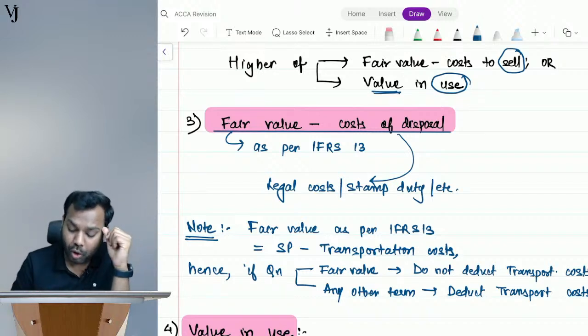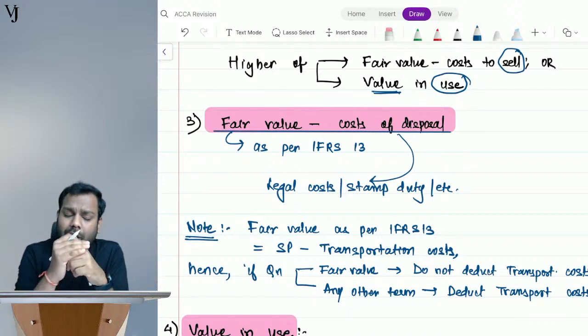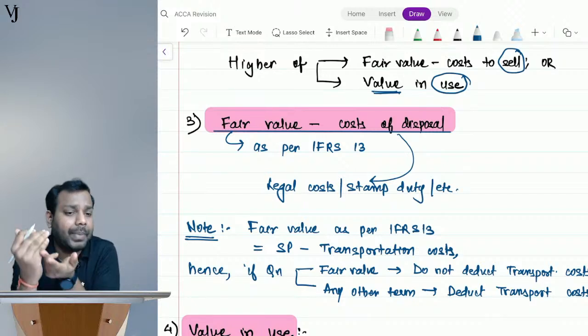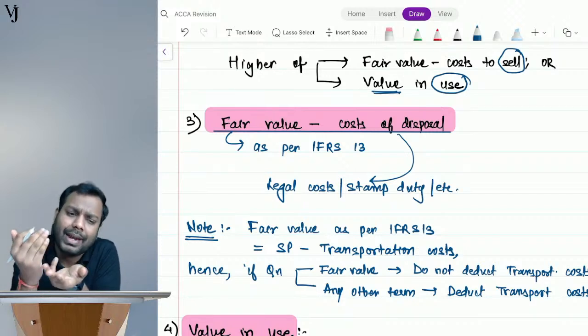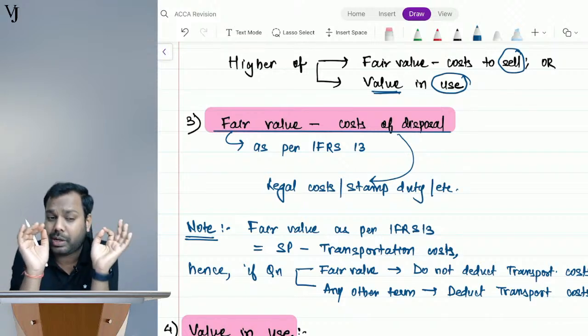Now cost of disposal. What are the costs of disposal? It can be any directly attributable costs, like legal charges, stamp duty, or any other transaction costs.